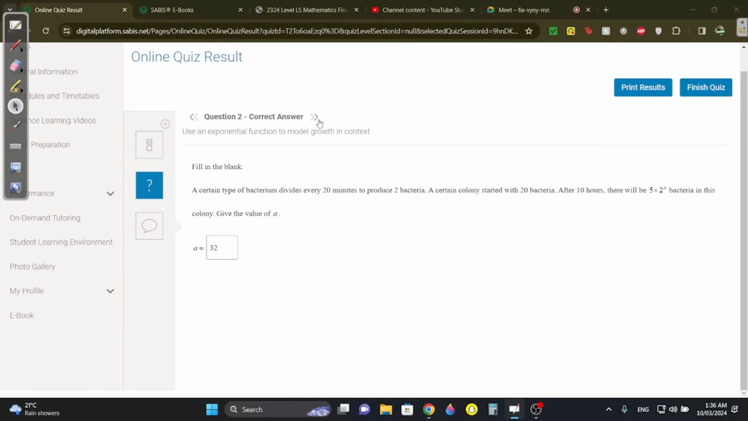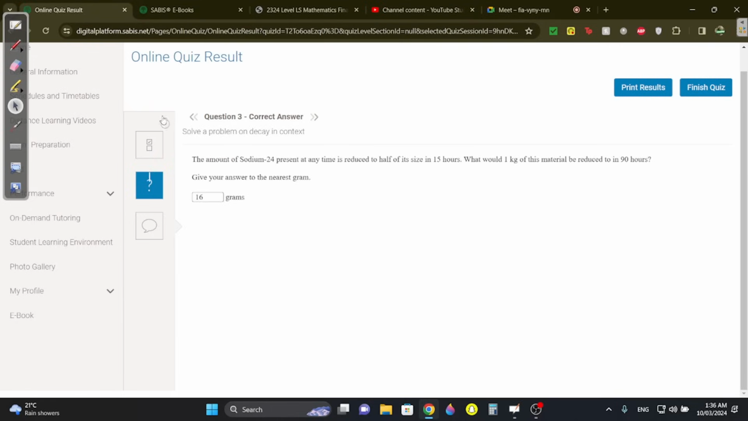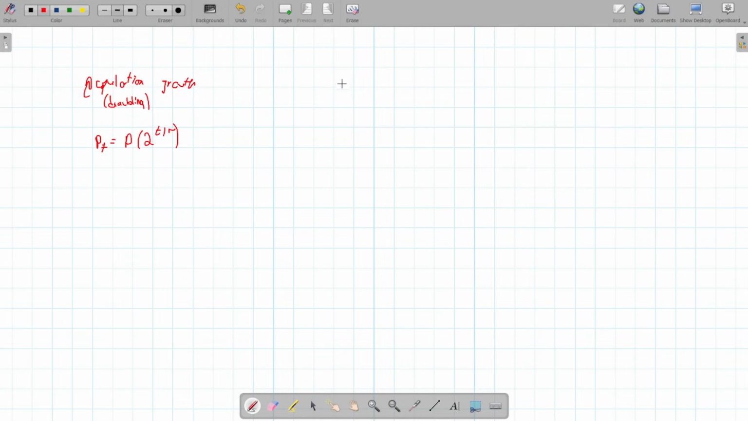Let me continue. Question 3, I think now it's the decay. For the decay, the rate of decay, and the bacteria, and the elements, and half-life. The actual formula is Q final equals Q initial, or Q naught, times e to the power of minus rt. This is the formula. You have to memorize this, okay?